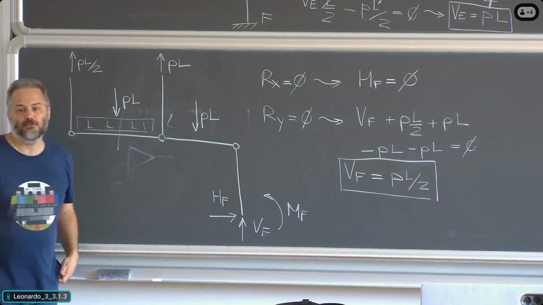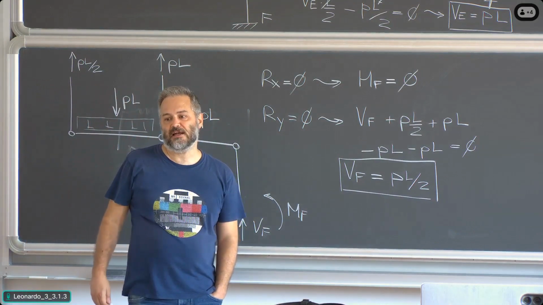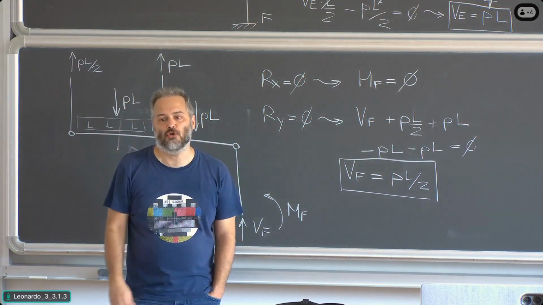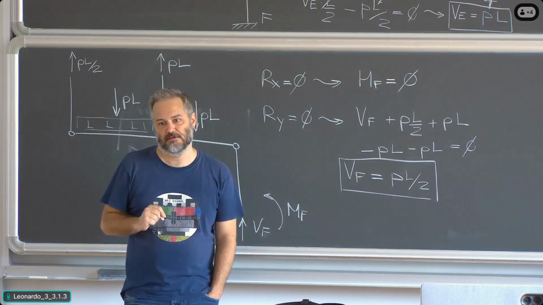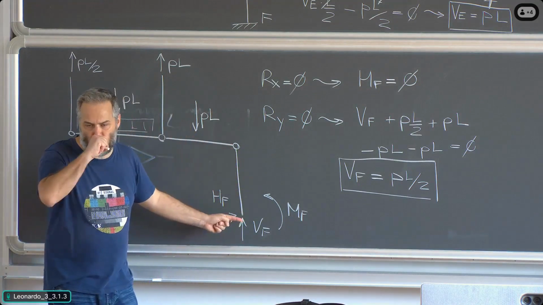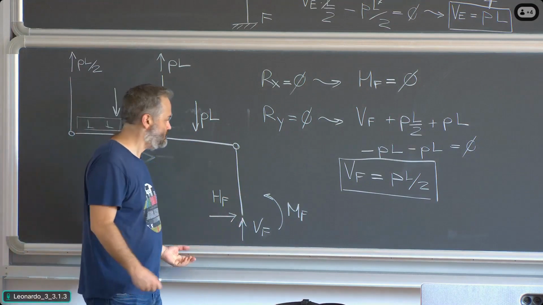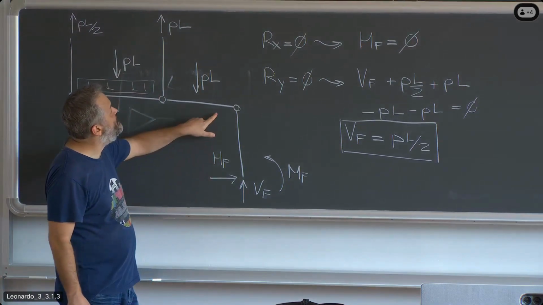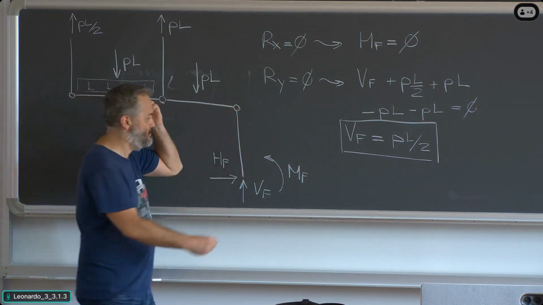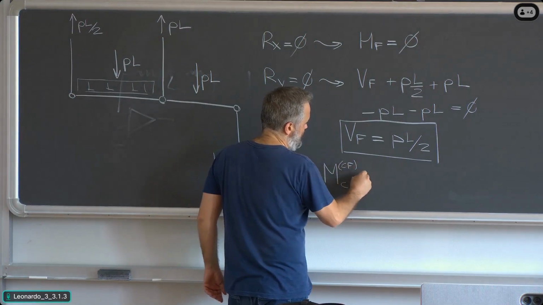Finally, MF. How do we find MF? One could start like a caterpillar and go and say, I'm going to write the equilibrium equation for rotation of the whole structure. Not a wise choice. Let's make it simple. Let's look simply at this member here, which is subjected to the reaction forces only. So I'm going to write the equilibrium equation with respect to rotation of member CF with respect to C, writing MC of CF equal 0.